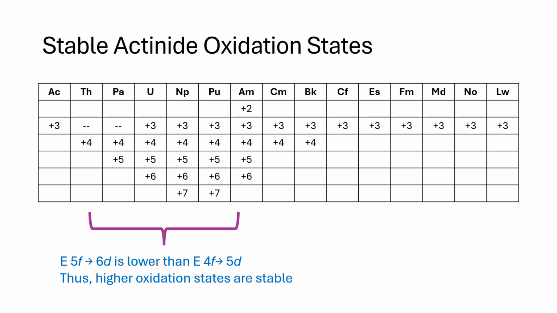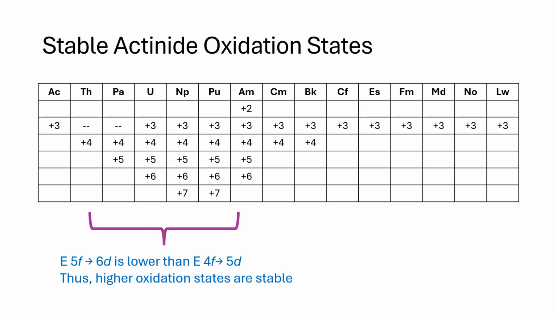And this really has to do with the energy difference between the 5f versus 6d for the actinides, versus the 4f versus 5d for the lanthanide series. The energy difference here is lower, and therefore it's easier to take out those electrons and make those high oxidation states stable, as opposed to the lanthanide series, where those energy differences are larger, and therefore if we're trying to remove those electrons to reach high oxidation states, we'll have to add a lot more energy into that system.